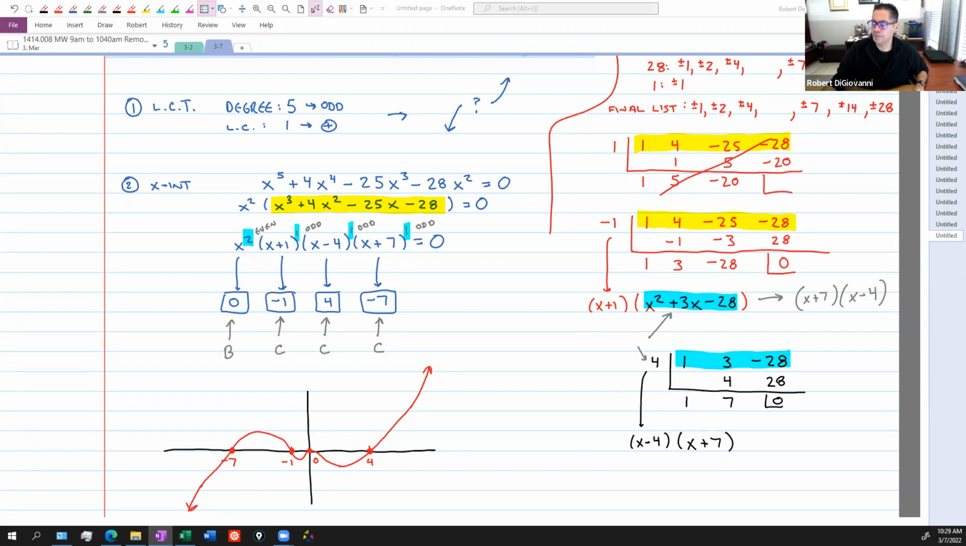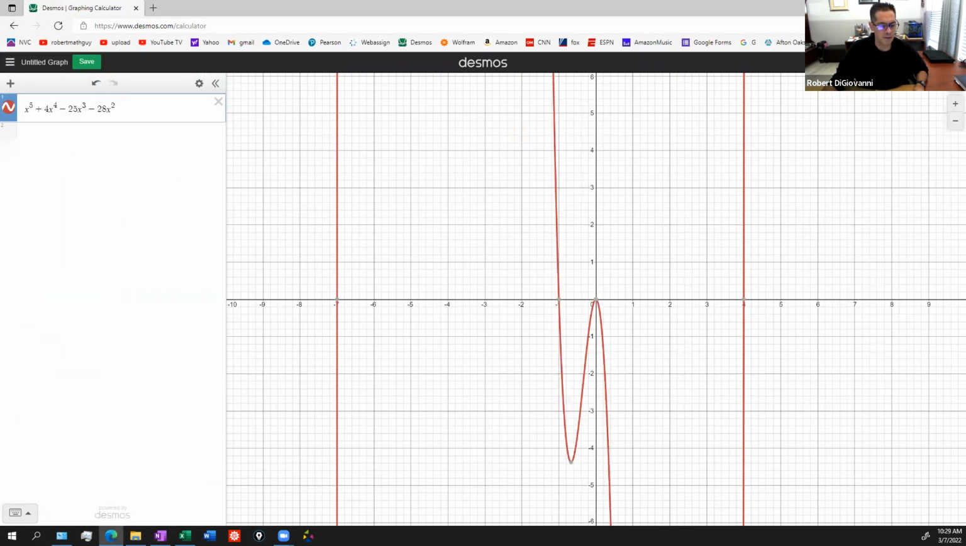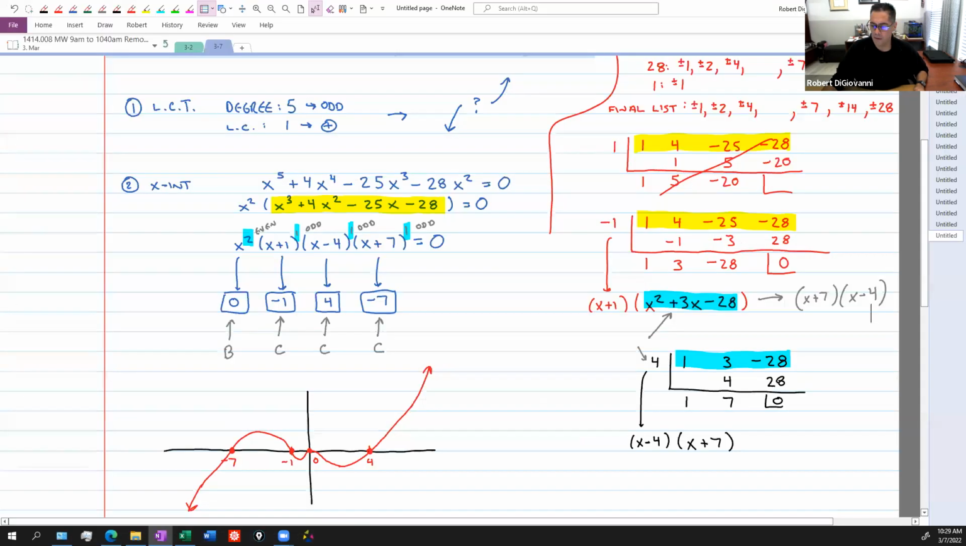Here's what it looks like on a computer. Whoa, what just happened? Give me a second, I lost all my screens here. There we go.